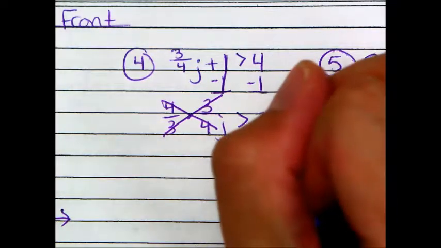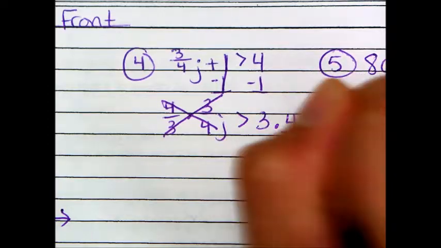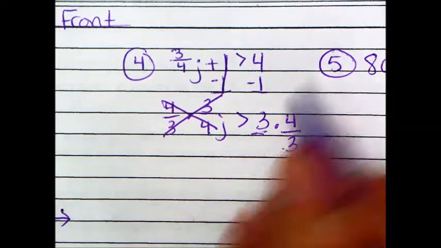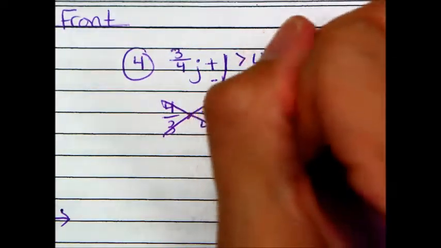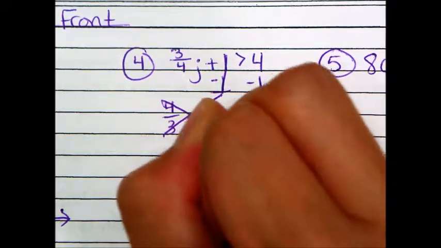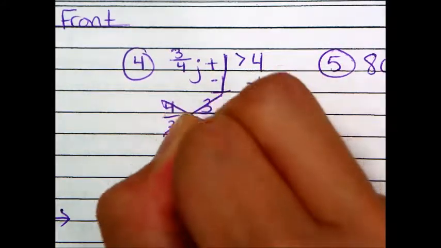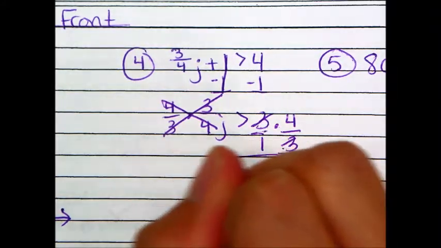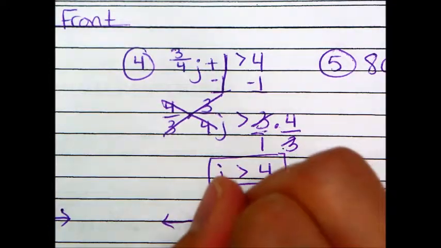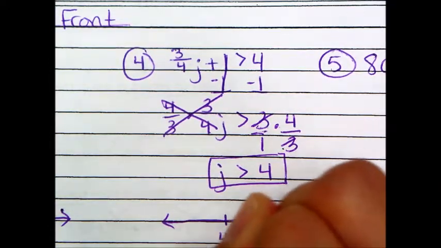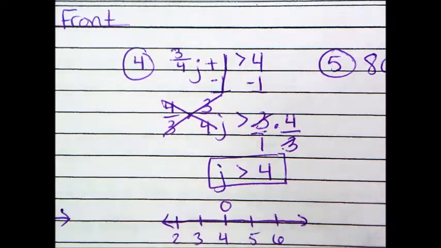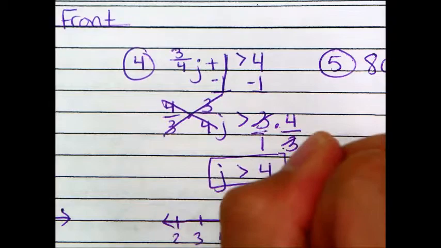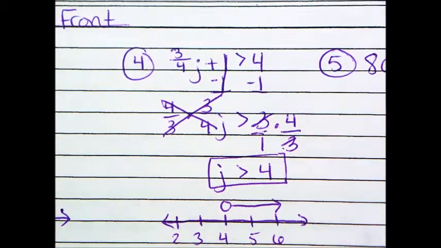So we could eliminate this, but that means we also need to multiply the other side by 4/3. And if it's helpful to place a 1 under the 3, you can see that this numerator and denominator would cross cancel. So we're going to get j is greater than 4. And in order to graph that, we would just put a 4 in the middle of the number line, a couple of numbers on either side, and greater than would point to the right with an open circle.